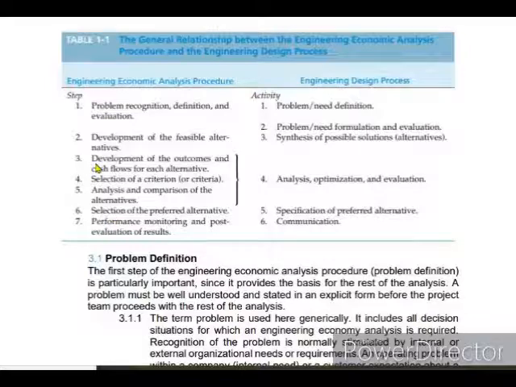Now 3 to 5 step belongs to step activity number 4 of engineering design process, which is analysis, optimization, and evaluation. Okay, so number 6 under engineering economy is selection of preferred alternative. It belongs to number 5 activity of engineering design. So it is a specification of preferred alternative. Then lastly, 7 performance monitoring and post-evaluation results. It belongs to step 6 communication of engineering design process. Okay, so that is the relationship.